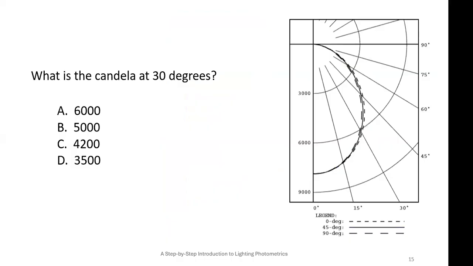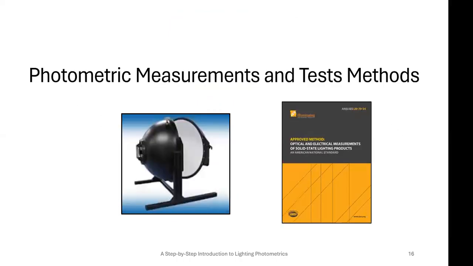So let's take a look and see if we can read this candela distribution curve. What is the candela at 30 degrees? So we see the 0 here, and the answer is 6,000. You see where the curve intersects the graph at 30 degrees, and the answer is 6,000. That's the way we read that, just what we went through before.